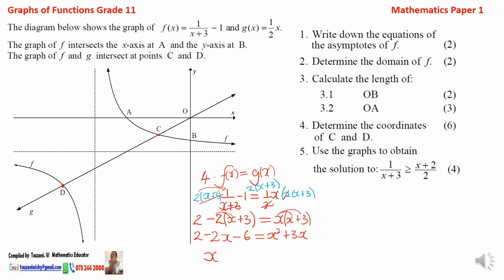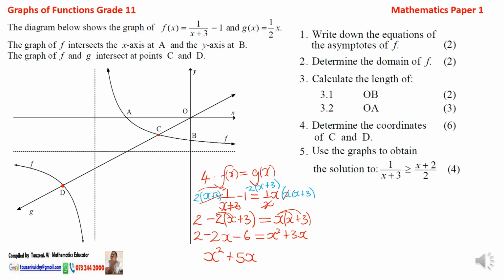So if you have x squared in an equation, it means it is a quadratic equation. The golden rule for a quadratic equation is that you must make sure your equation is in standard form. So I transpose the 2 to the right hand side.